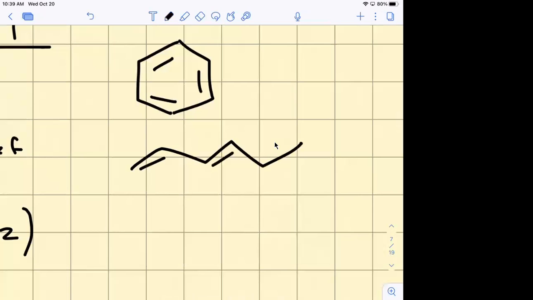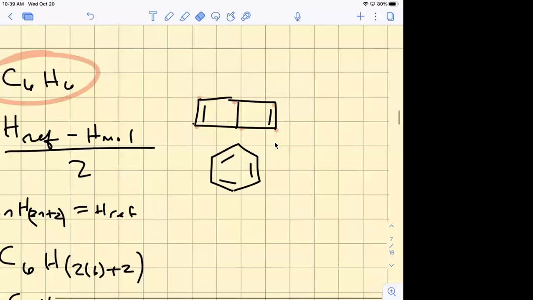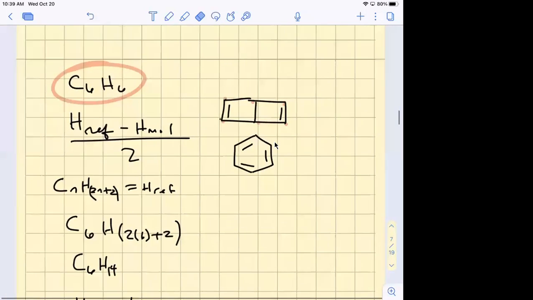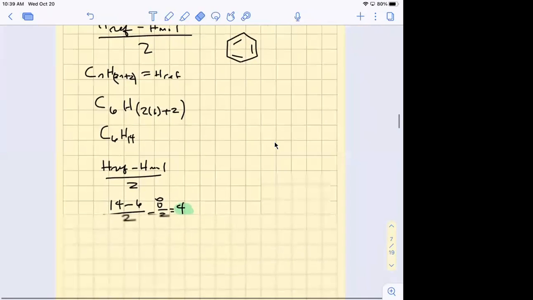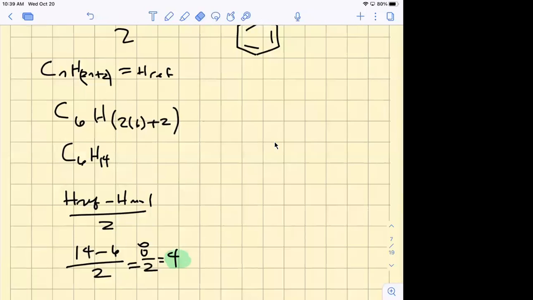1, 2, 3. I don't think we can fit 4 in there. No, that won't work, because I'm only satisfying 3 of the 4 degrees of unsaturation. But these 2 match. So C6H6 will match, and they would satisfy the fact that we got 4 degrees of unsaturation.